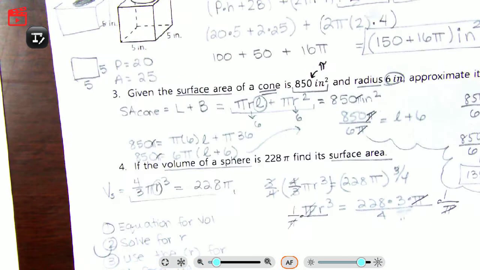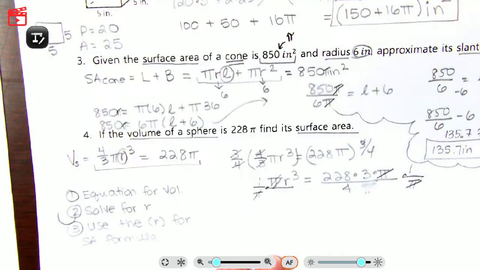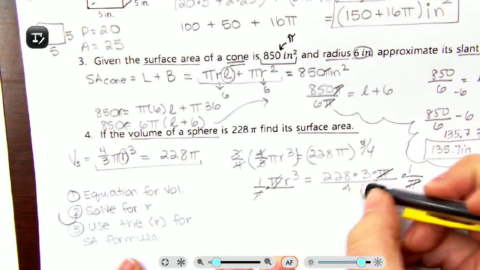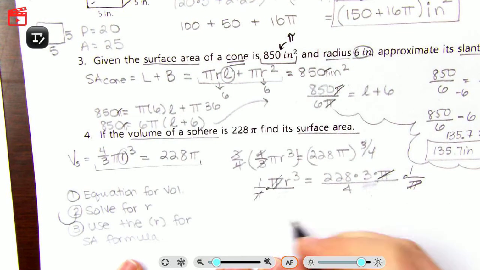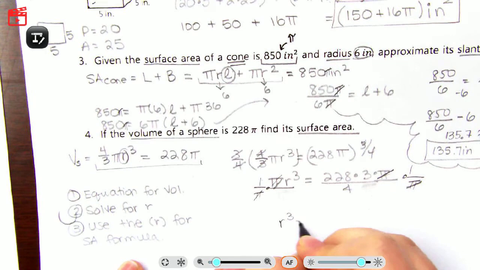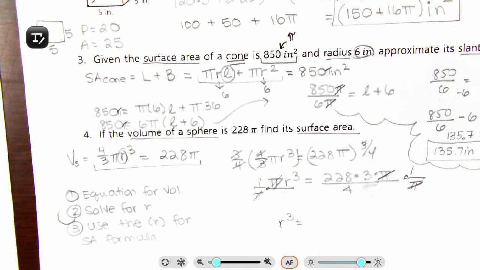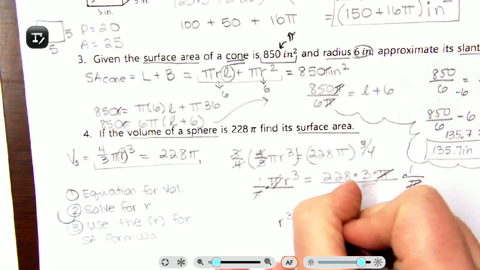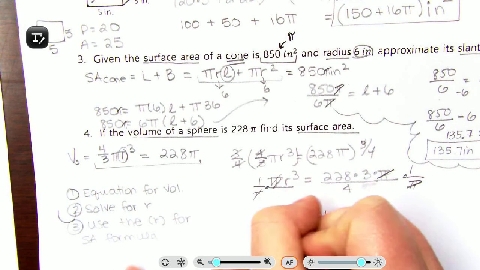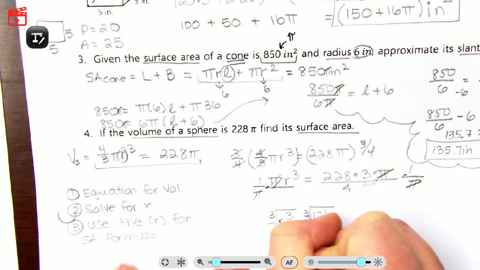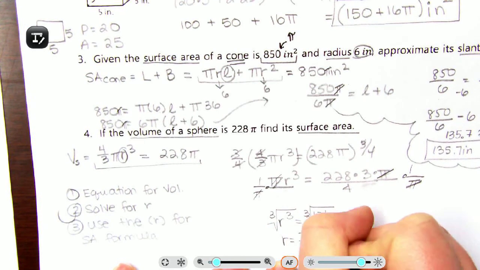Oh, I just realized you can't see that. Sorry about that. Okay, so then our pi's cancel out. Let me erase that. So then we have r cubed, radius cubed, is equal to 228 times 3. 228 times 3 is 684. Divide that by 4. I get 171. We're going to cube root that. So r is equal to the cube root of 171.